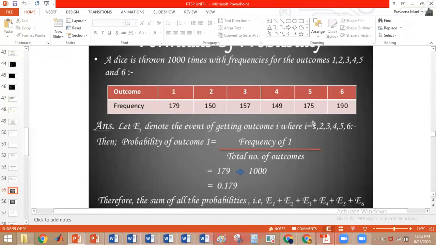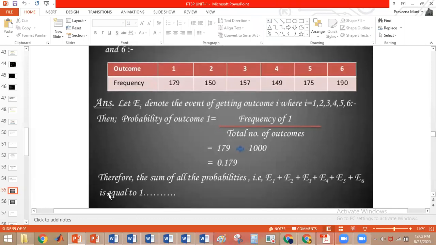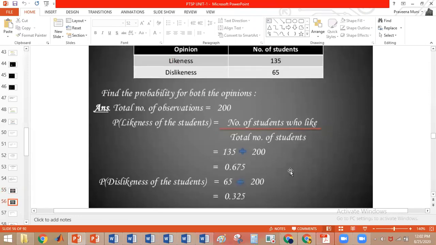Now if you add the probabilities of all the outcomes, that is outcome 1, outcome 2, outcome 3, and so on till 6, what is the value you get? The value will be equal to 1. So when we add the probabilities of all outcomes, the value will be equal to 1.